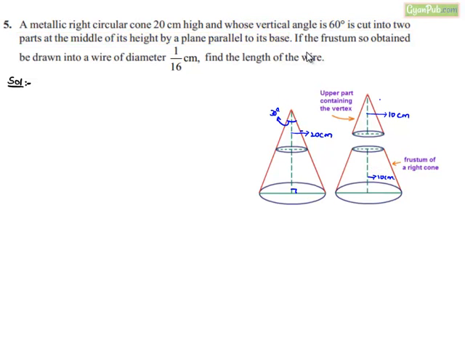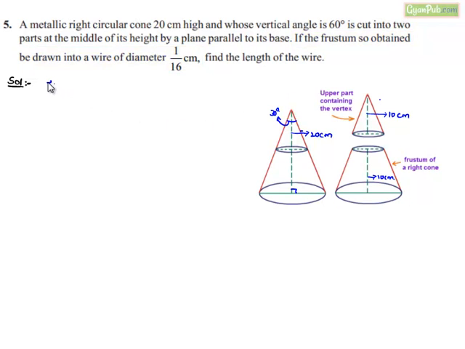Now he says that from this frustum wire is drawn, each of diameter 1 by 16 centimeter, and he is asking the length of wire formed. So as the complete frustum is converted into the wire, the complete volume used to make the frustum is utilized for making the wire. So we need to initially find the volume of the frustum and then equate it to the volume of wire formed.